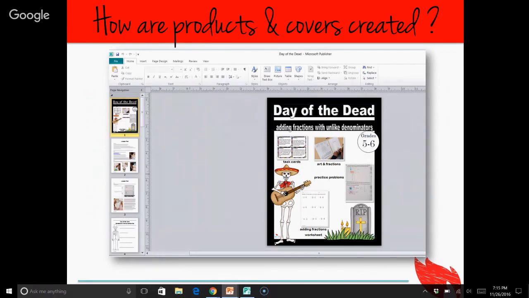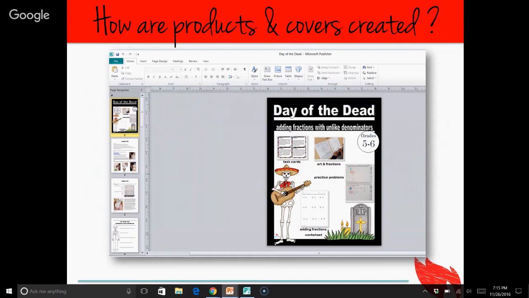Now, I can use PowerPoint, but I use Publisher, and Publisher is easy for me because I can create from just using text boxes. If you look right here where it says Day of the Dead, all that is word art. And the one thing that I like about Publisher is that it's easy and it's user friendly.